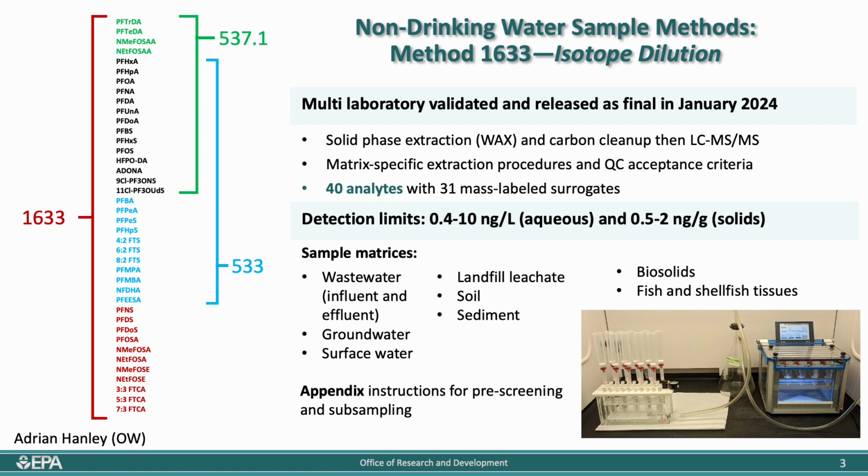This method also covers solids like soils and sediments, but it has some downsides when it comes to things like biotissues, especially fish tissue. 1633 is particularly susceptible to matrix interferences, and PFAS has similar mass transitions to a lot of organic acids, fatty acids present in biological material and tissues that you would be using this method to look for PFAS in.